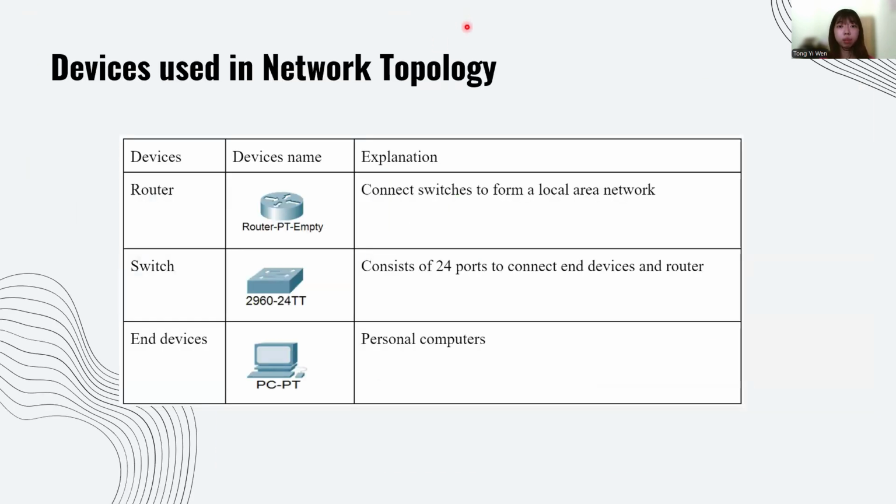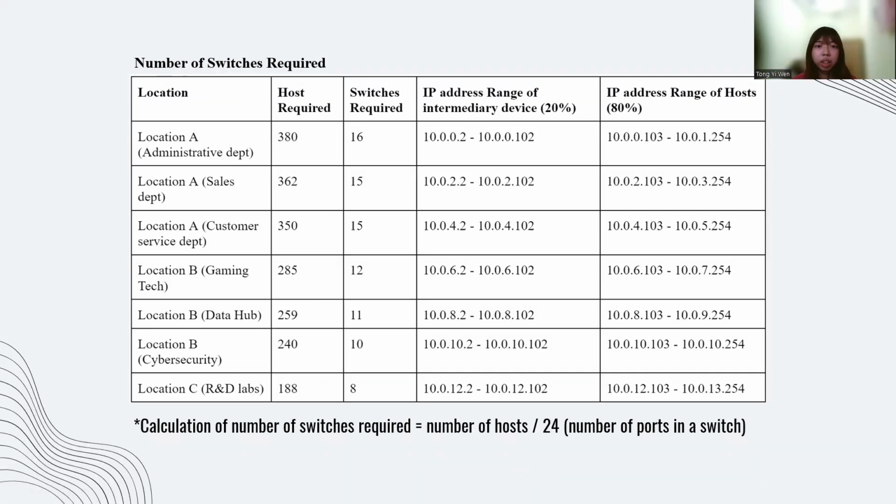Next is the device we use in the network topology, the router, which connects switches from a local area network. Next is the switch, model 2960-24TT, which has 24 ports to connect end devices and the router. Lastly, for the end device, we use a PC. Next, I will talk about how to calculate the number of switches required.